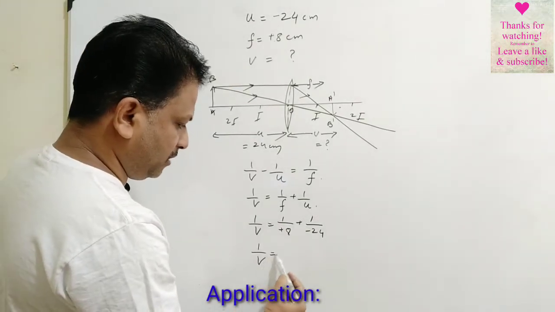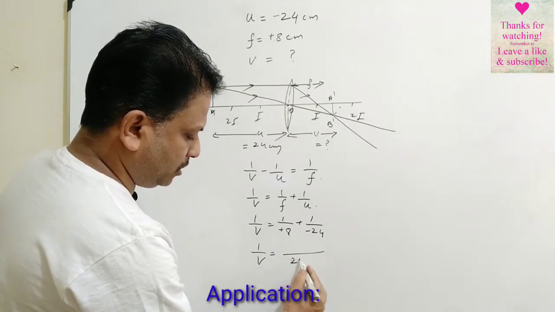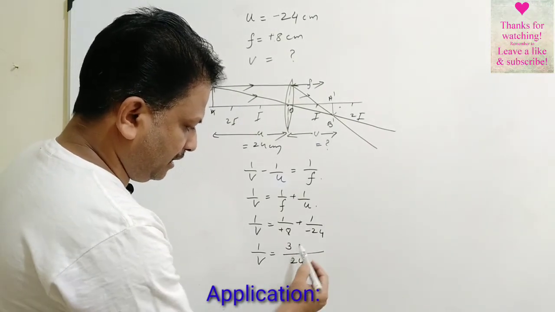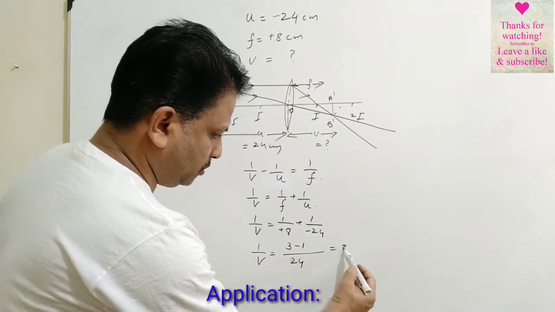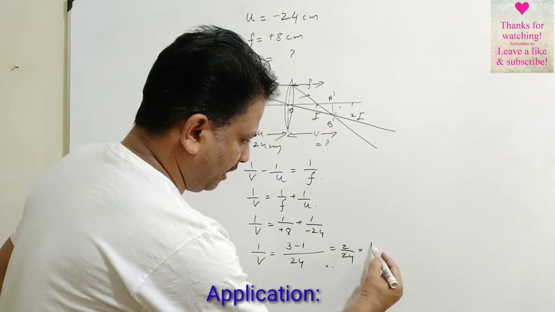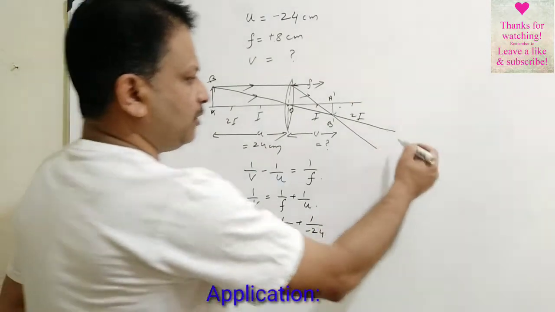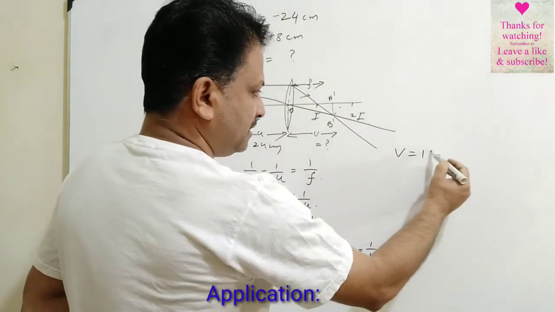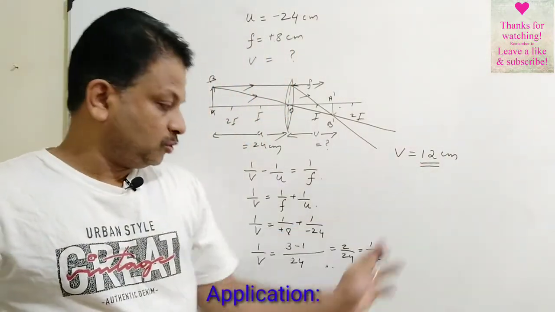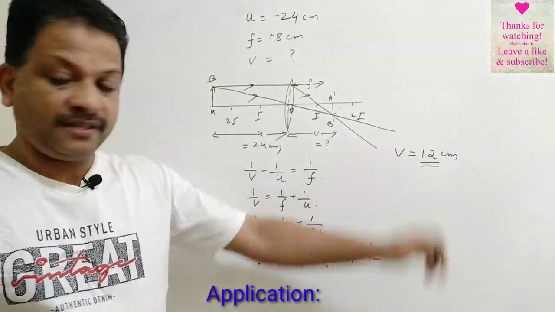Now taking the LCM we can solve it. 1 by V is equal to, what is the LCM? 24. 3 eights are 24, so 3 minus 1, that's equal to 2 by 24, that's equal to 1 by 12. So we are getting 1 by V is equal to 1 by 12. Therefore, V is equal to the reciprocal of this, that is 12 centimeter. See, the sign comes automatically, the plus sign comes there. So V is equal to plus 12 centimeter.